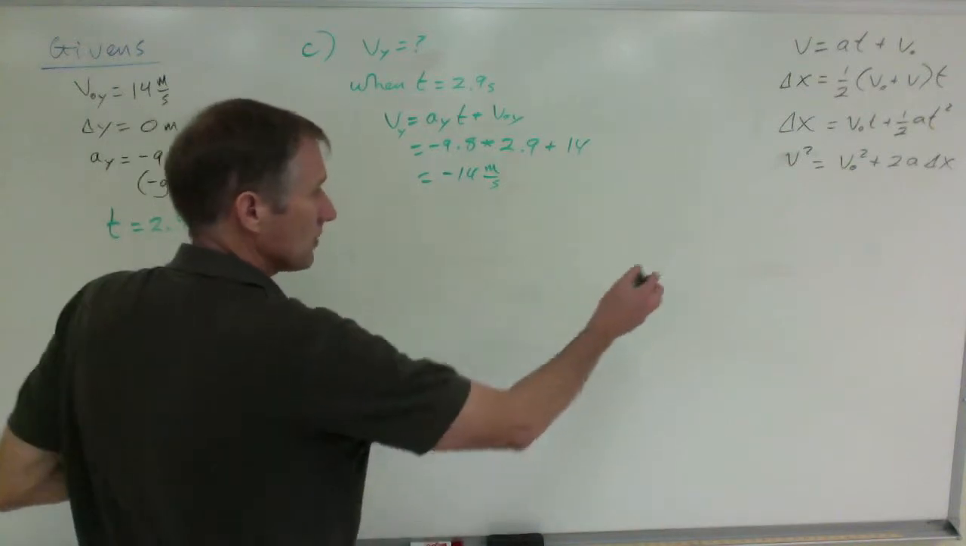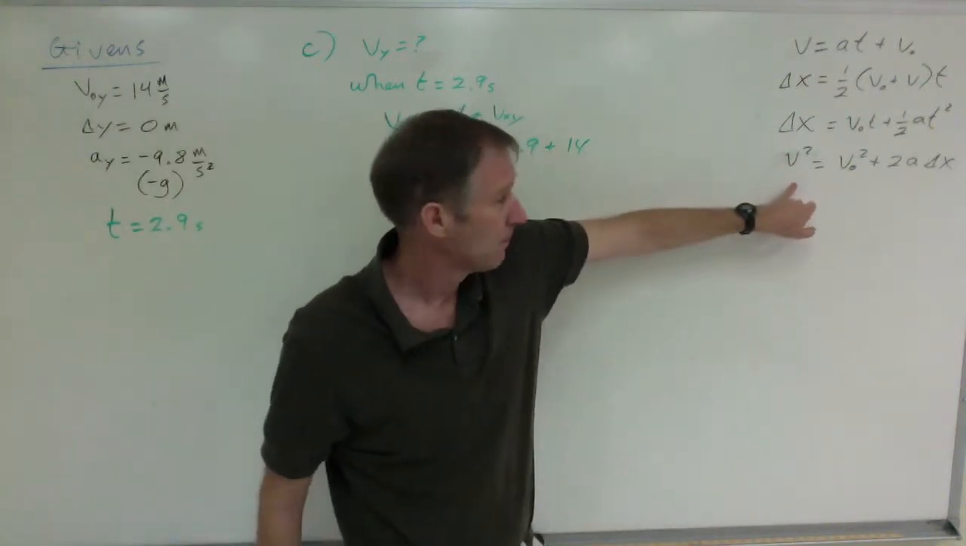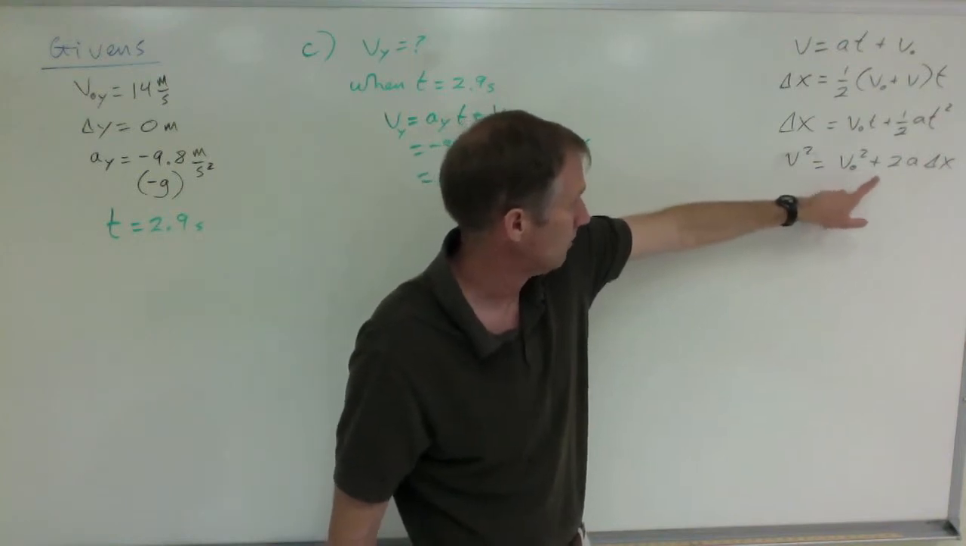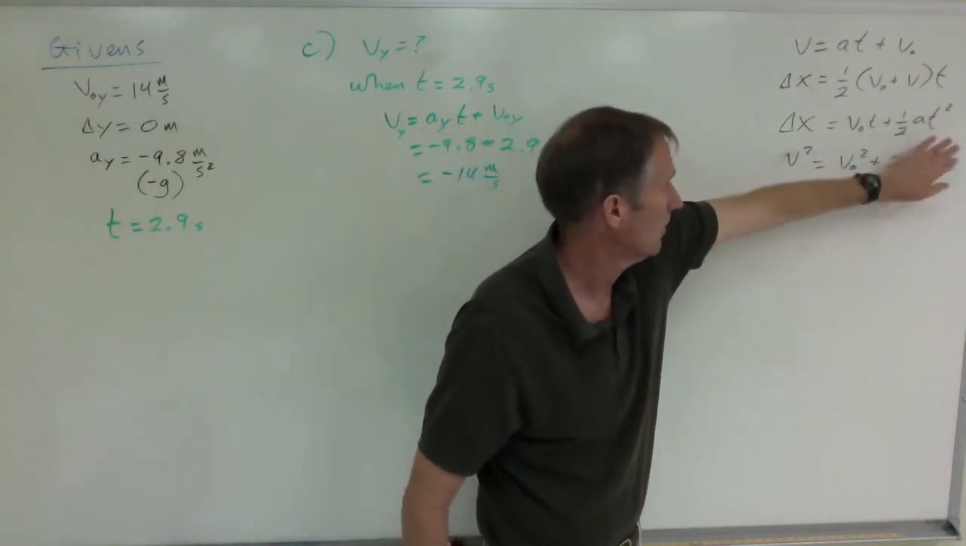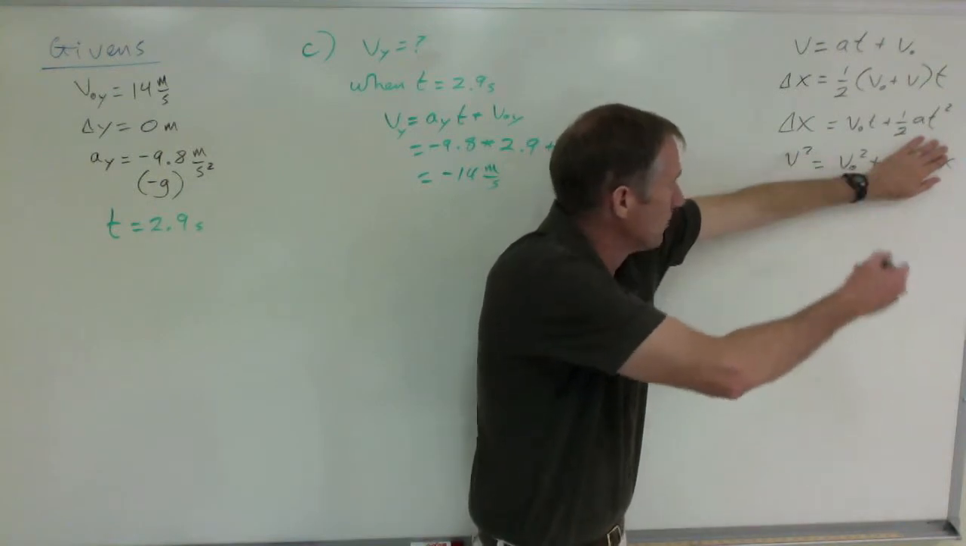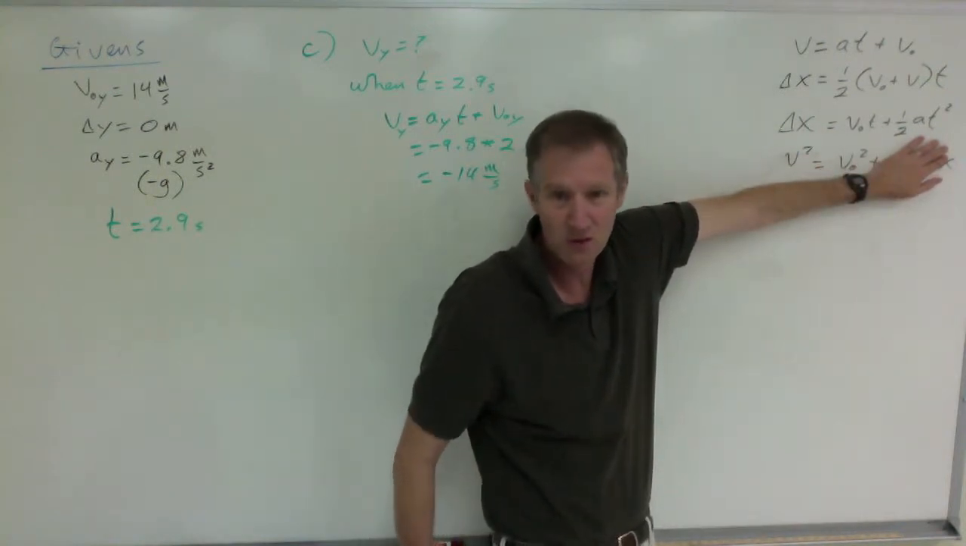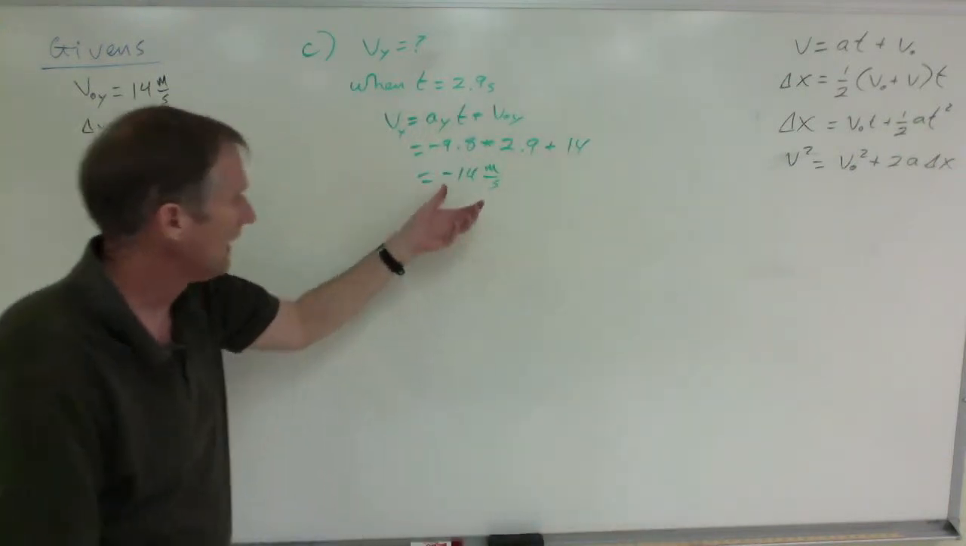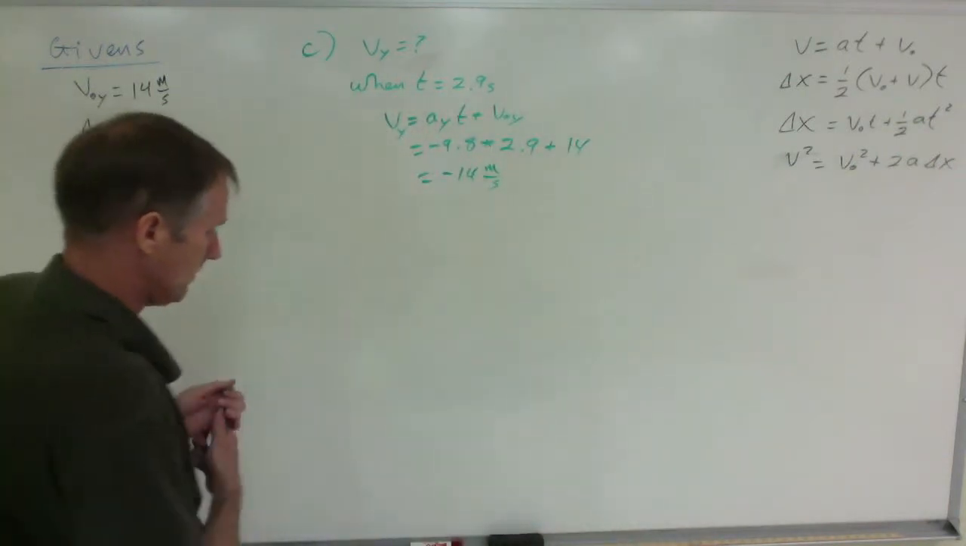Okay. The other way to do this, of course, would be to just put it into here. V squared equals V sub 0 squared, which is 14 squared, plus 0, because that's 0. And so the square root of this is plus or minus the square root of 14 squared. And it's the negative answer because it's on the way down. So, yeah, it has to be.